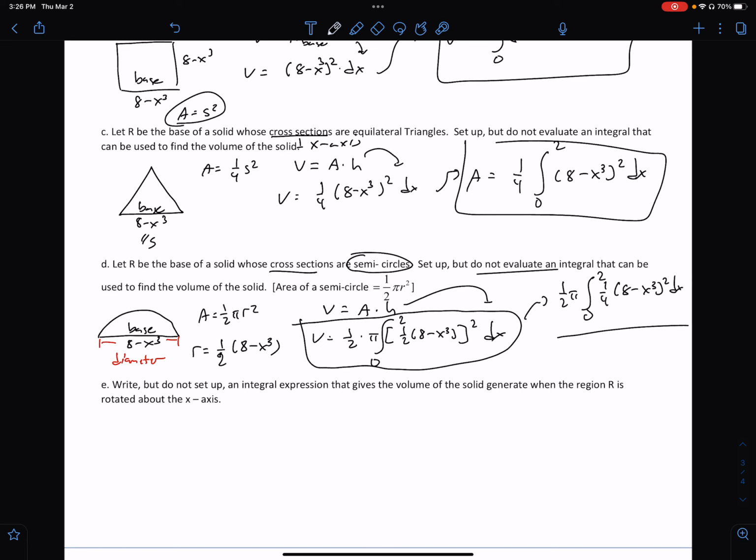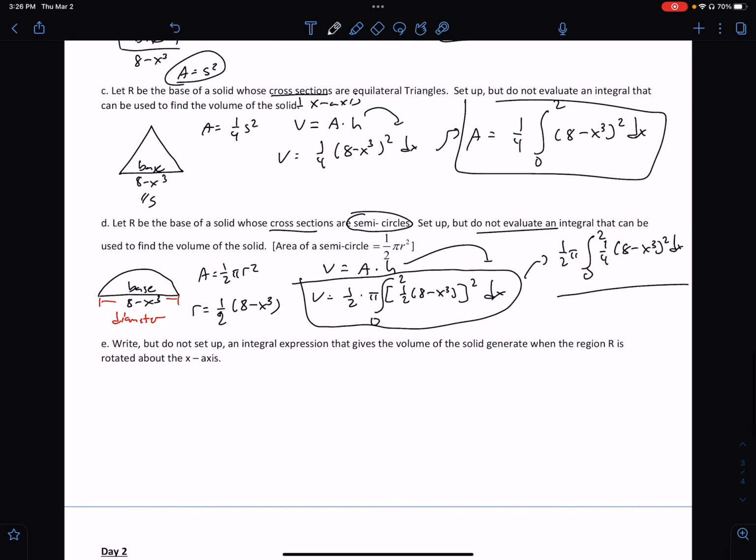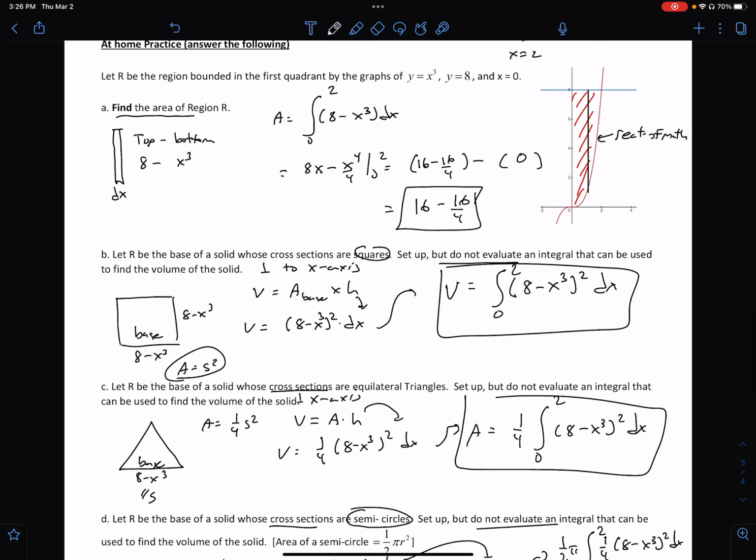All right, part C. Now this is where the AP comes in. Now part C says, all right, smarty pants. So you're able to do those, which is pretty easy. Now, again, do not set up, my favorite phrase in mathematics, an integral that gives the volume when R is rotated. So this is our revolution problem about the x-axis. So I'm going to go ahead and kind of sketch my image here.